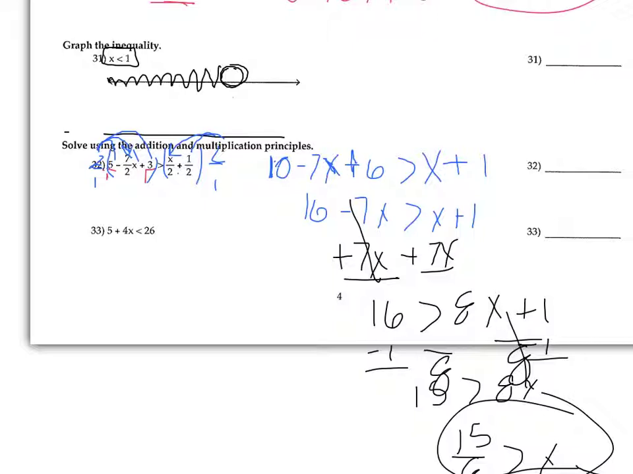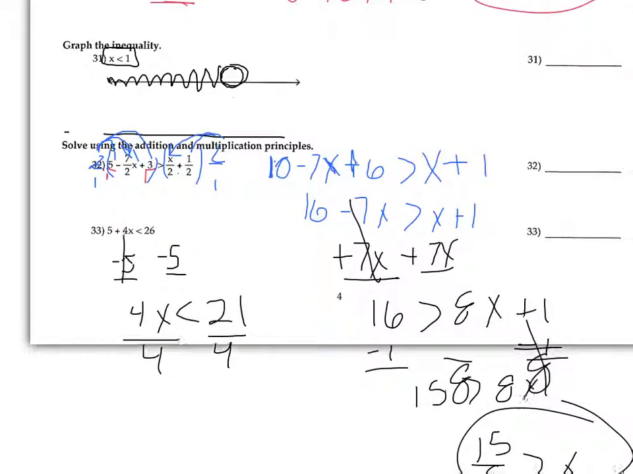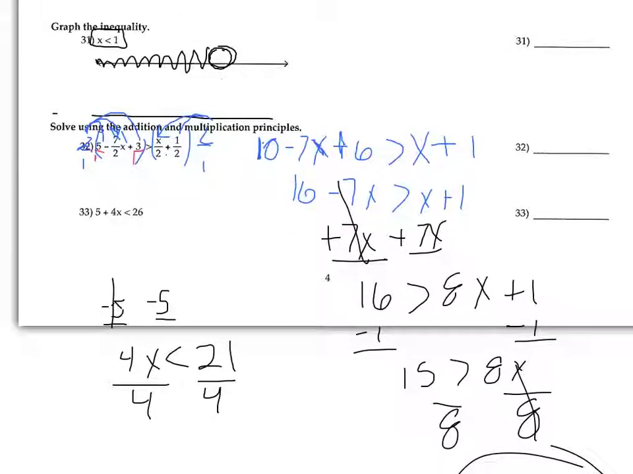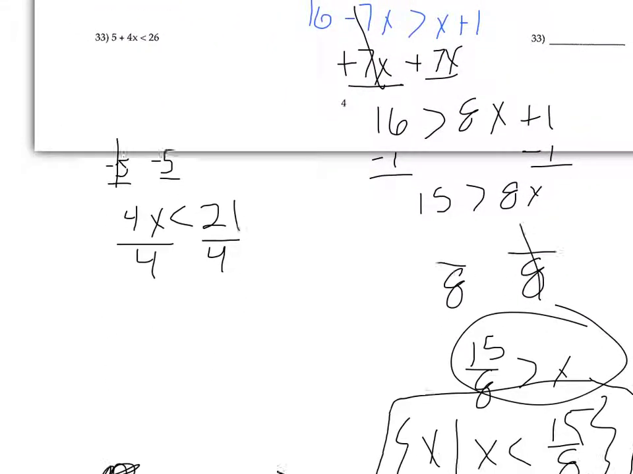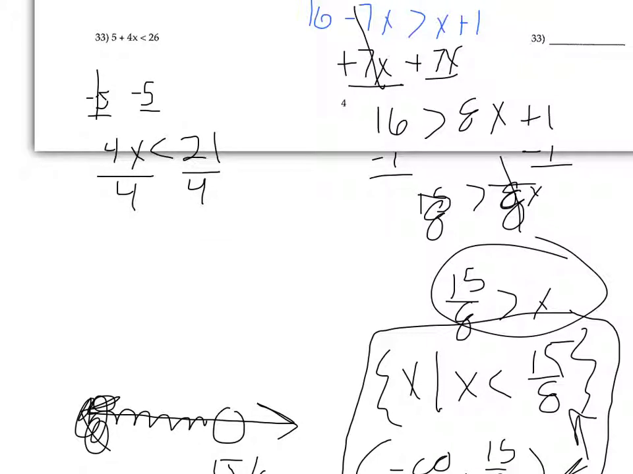And then that'll be good for this page. So solving this, we want to isolate the 4x first because we want to get the x all alone. So we have to subtract 5. Okay, so 5 minus 5 is 0, so we get 4x is less than 21. Divide by 4, divide by 4, and we get that. There we go. So here we get the cancellation of the fourths, so we get x is less than 21 fourths.